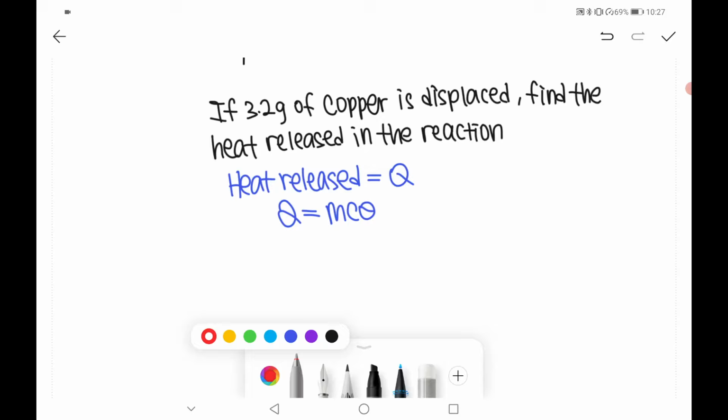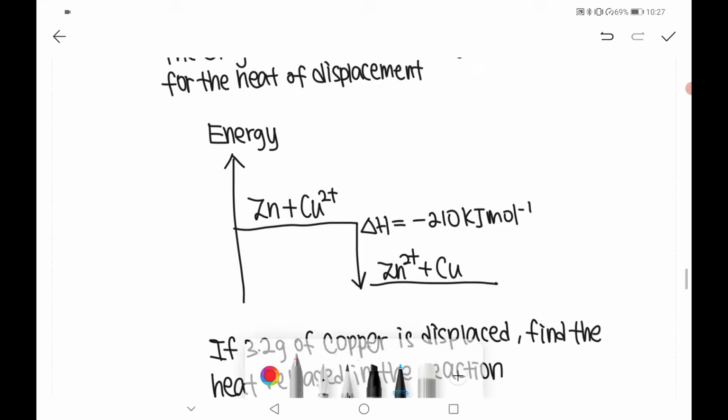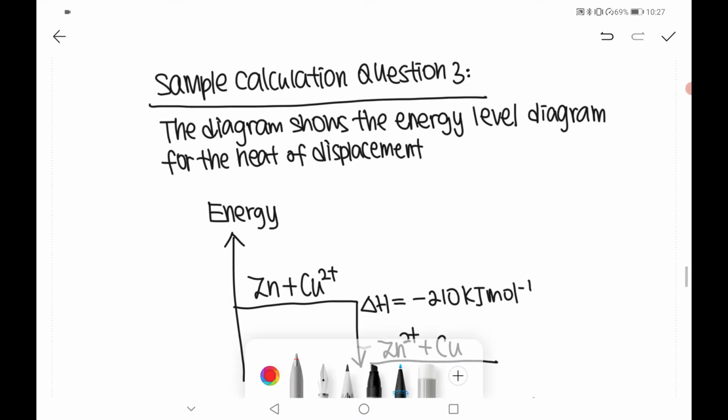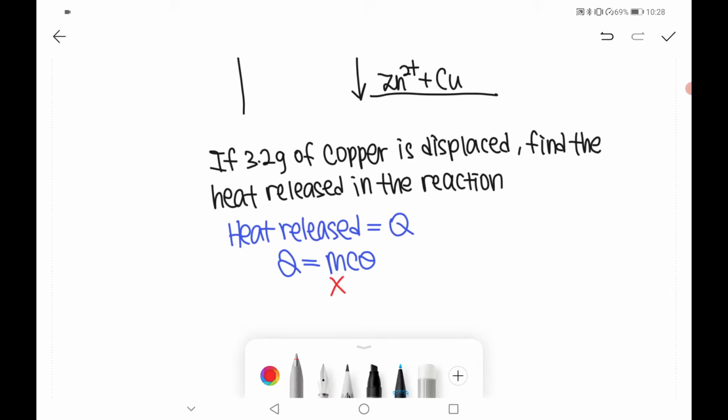M is the mass of the solution. So are we given the mass of the solution? The mass of the solution is equal to the volume. Are we given the volume? Nope. Some students will say, sir, they give us 3.2 grams here. No, this 3.2 grams is copper. Remember I said the mass refers to the mass of solution. I want the mass of solution, not the mass of solid. Copper is solid. So we don't have the mass of solution.